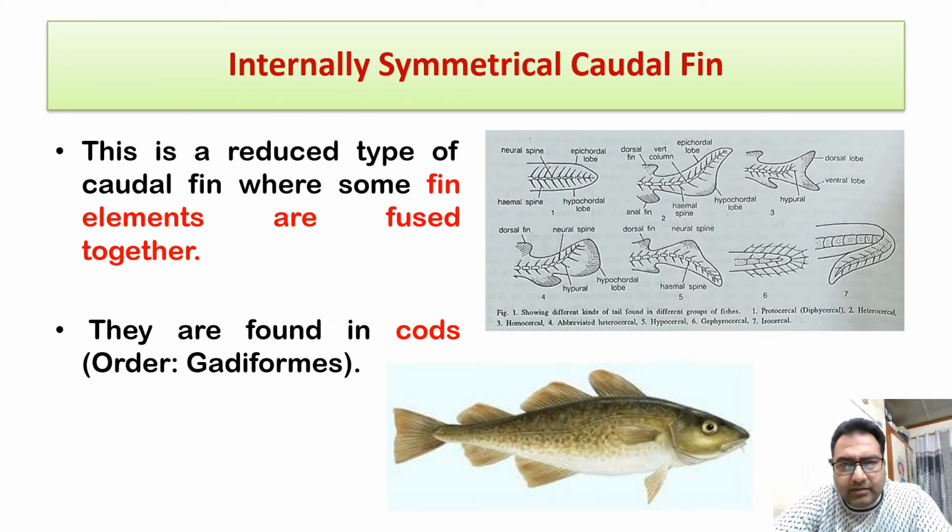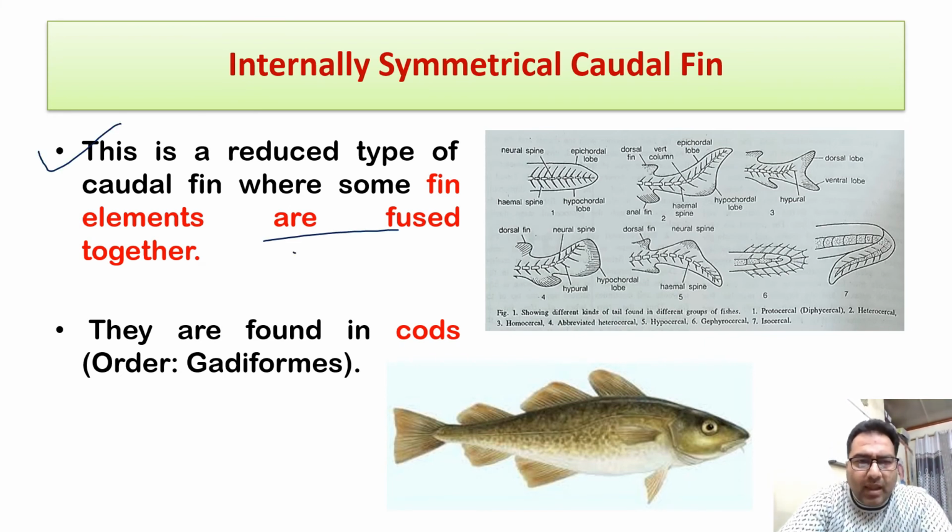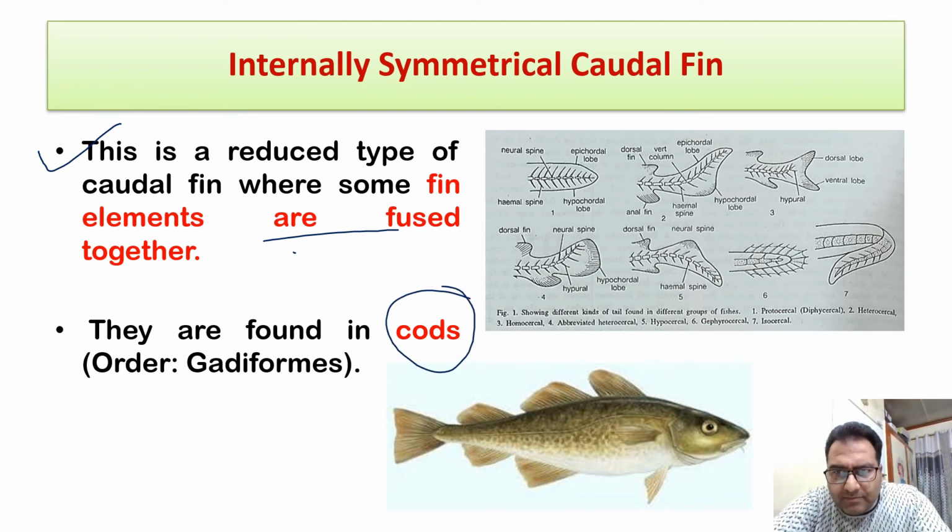And the second condition, we call it the internally symmetrical caudal fin. This is a reduced type of caudal fin where some fin elements are fused together. They are found in chordates, mostly in the form of cords, wherein some of the elements are fused together.